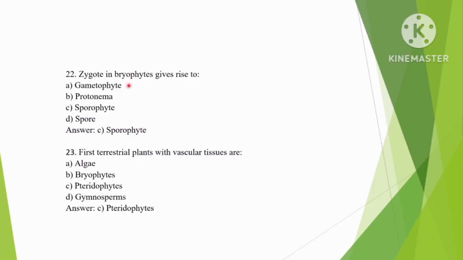In case of bryophytes, first terrestrial plants with vascular tissues are. This is one important question. The first terrestrial plants with vascular tissues. So here the right answer is option C, pteridophytes. So they have developed the vascular tissues, that is the xylem and phloem. And this enables them for their greater height and land adaptation. So this is a very important question.